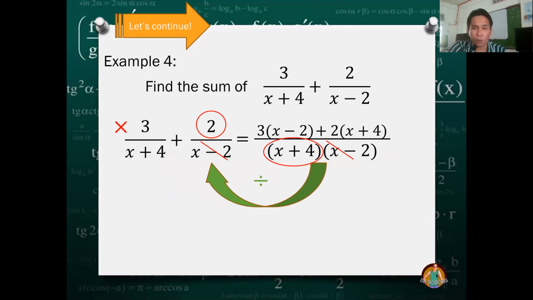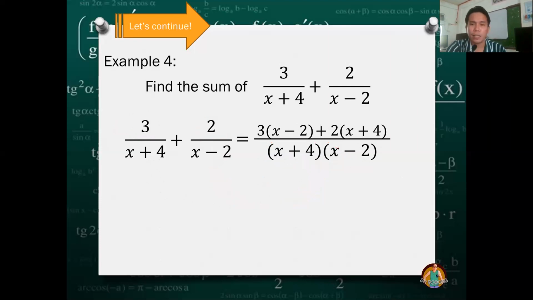Yan yung ginagawa ko before. I don't know kung paano sa inyo effective yan or mas maganda yung nasa example number 3 na minumultiply. But actually, it will be up to you. Okay, let's continue.